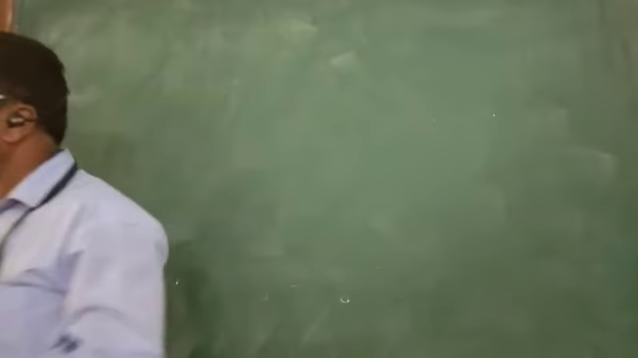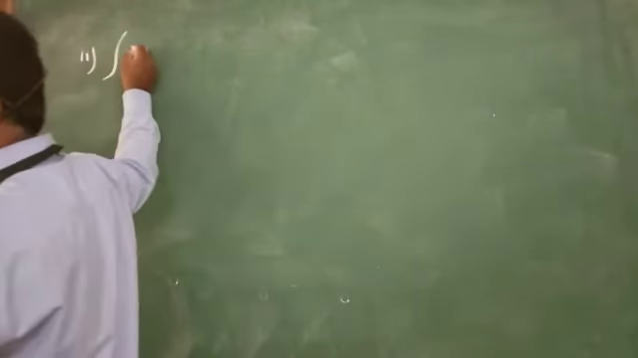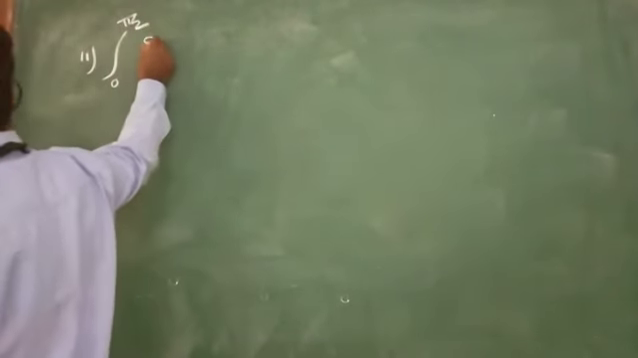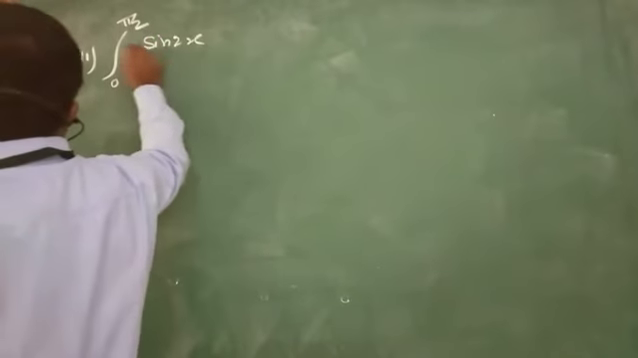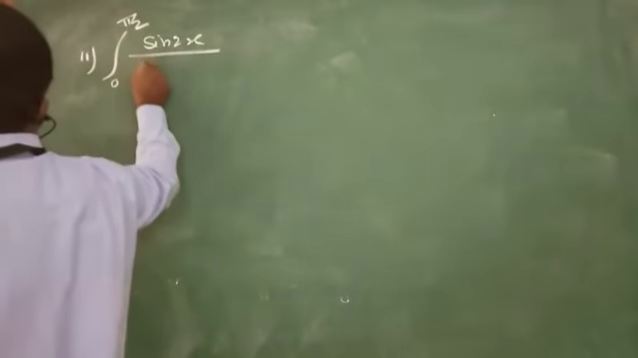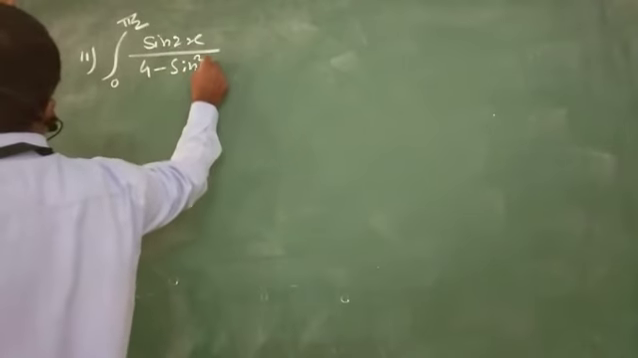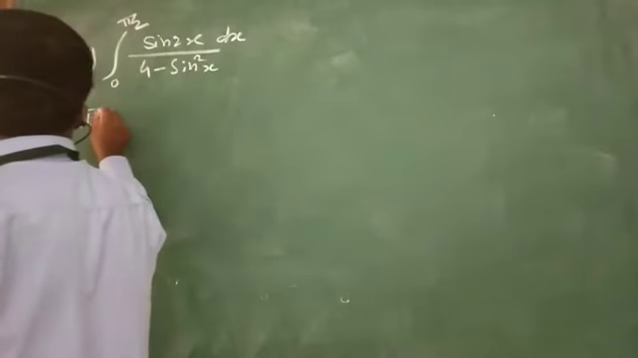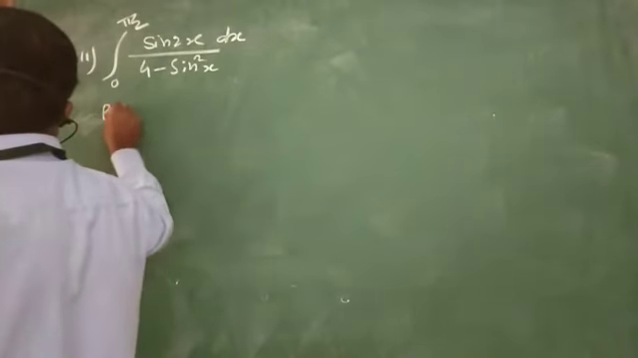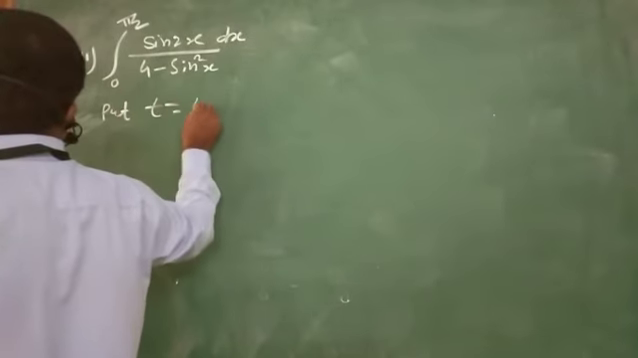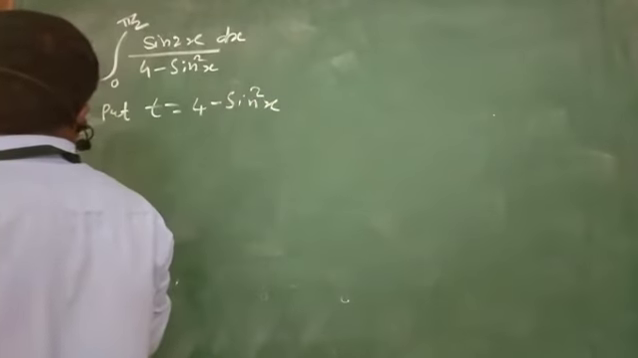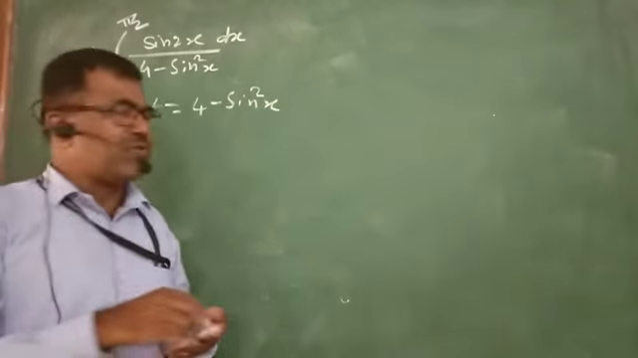Question number 11, that is integration 0 to pi by 2 sin 2x upon 4 minus sin square x dx. I equal to, put t equal to 4 minus sin square x.